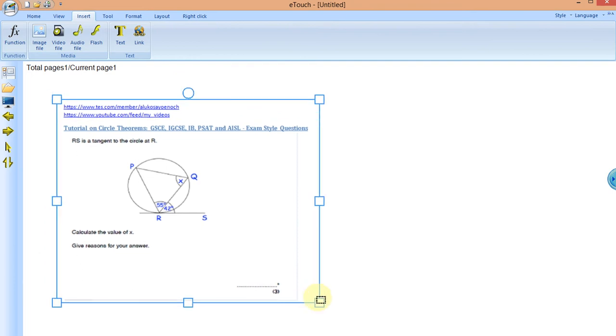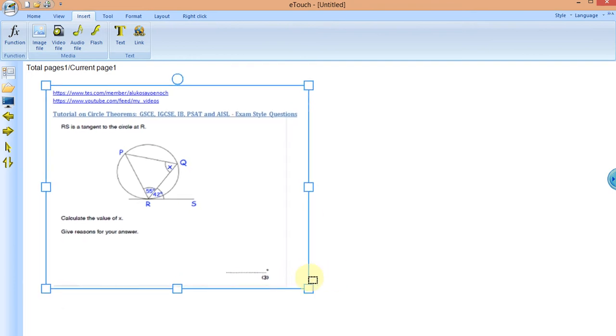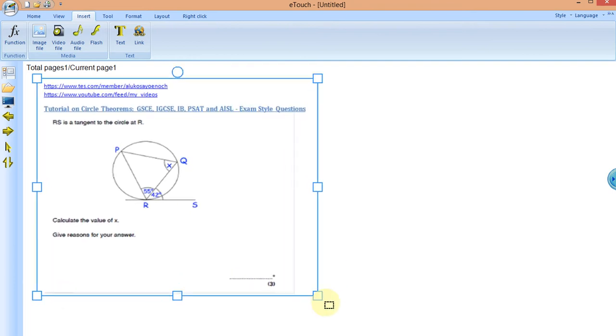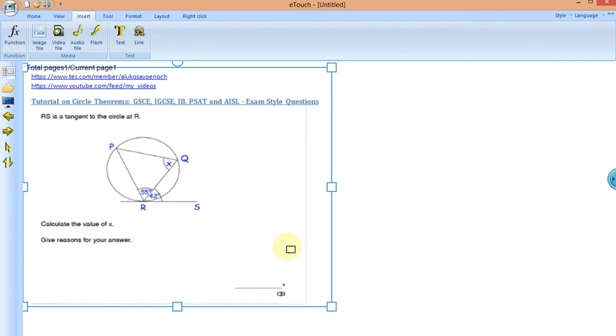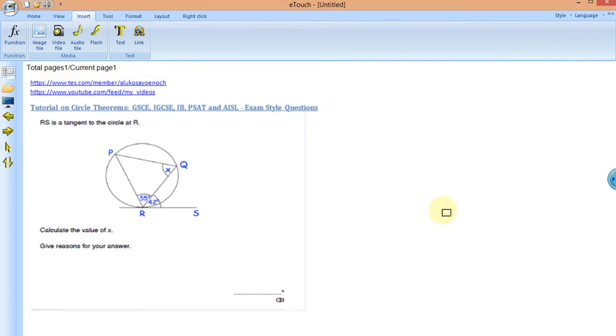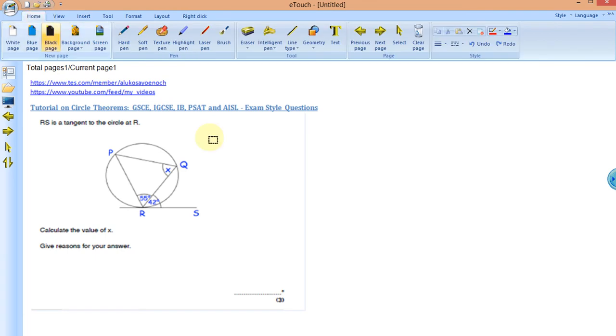So let me make it a little bit bigger, guys. I want to make it a little bit bigger. So cool. Can I bring this thing down small? Okay, guys. So RS is a tangent to the circle at R. Calculate the value of X, giving reason for your answer, guys. I'm going to discuss the reason. I'm not going to write it, guys, because of our time. Okay, so go home now.